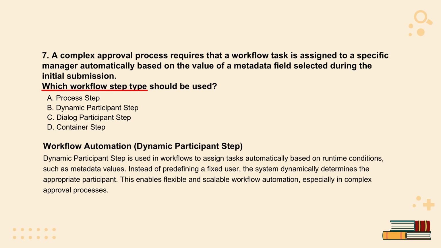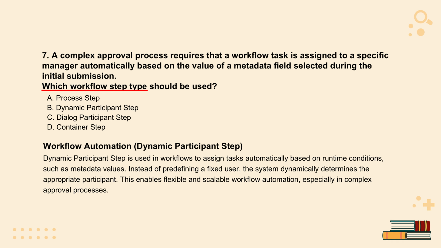A process step is automated, yes, but it's primarily used for executing system operations, like running a background script or moving a file. It doesn't inherently route tasks to a human user based on variables. Okay, well, what about option C, the dialogue participant step? That one requires the current user to manually look at a list and pick the next person. It's not automatic at all.